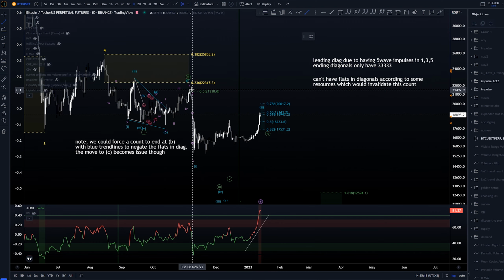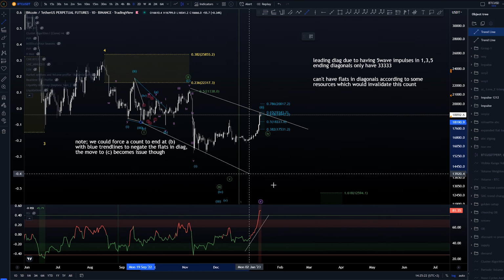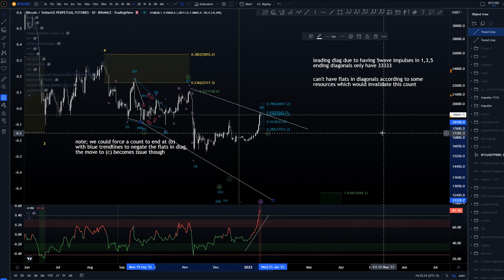The reason why I don't have this as some kind of diagonal overall is because, again, it just does not resemble one.